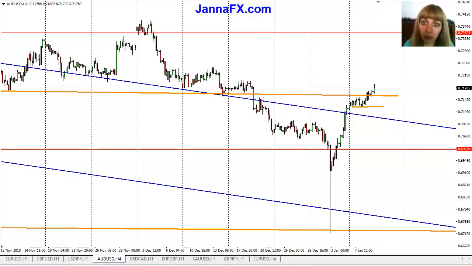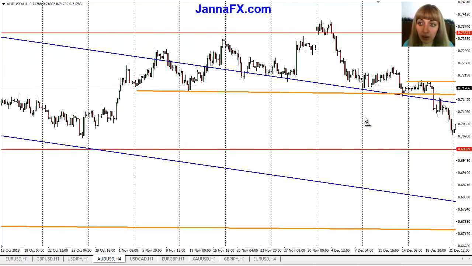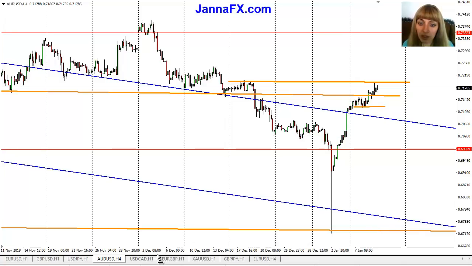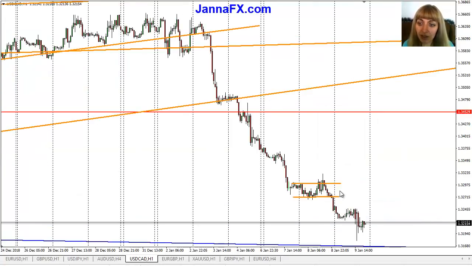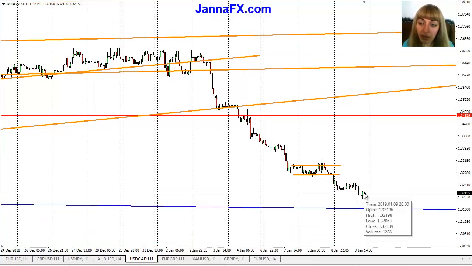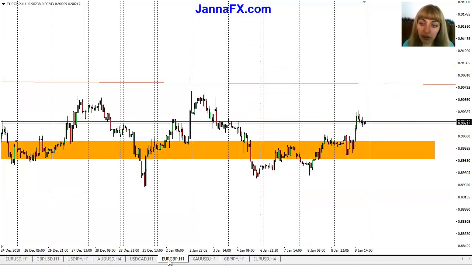It didn't move too much, so I can draw another level and see if it's going to be our next possible creation of the channel. Okay. So and just waiting time. Dollar Canadian. So you can see it broke the level. So here's the trade, and once again it's just a waiting time around the levels. Didn't create us anything. Euro pound obviously broke the level, so you could have made another profit.